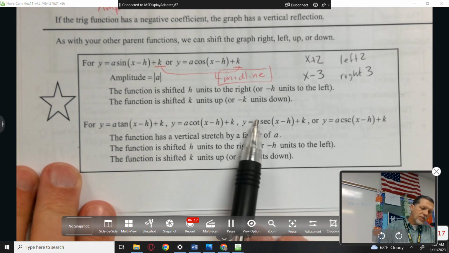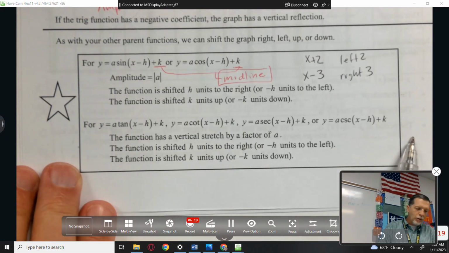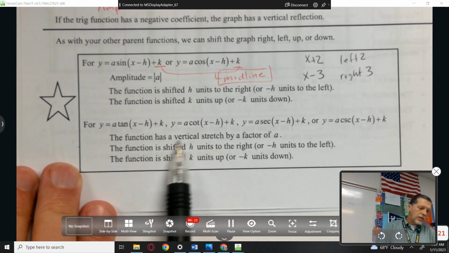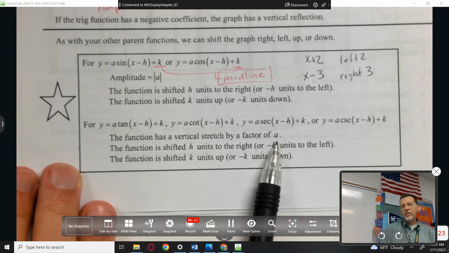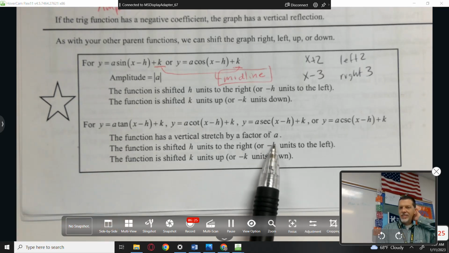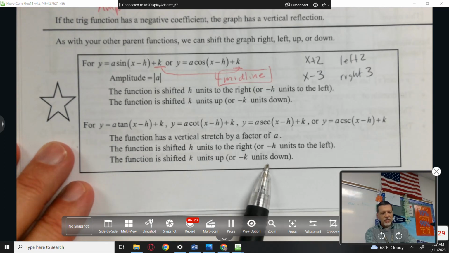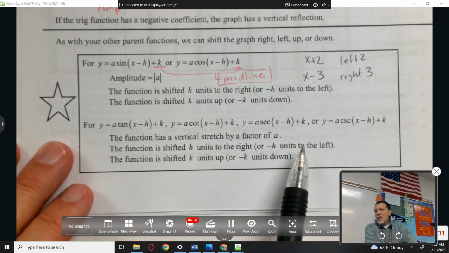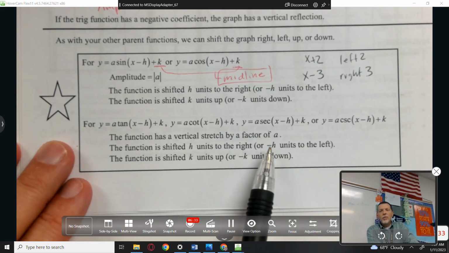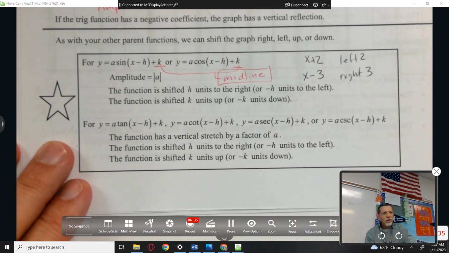Tangent, cotangent, secant, cosecant, they work all the same way. You don't call it an amplitude. They're not waves, so you don't get to call it an amplitude, but it still does the same thing. It stretches it. And then the left-right shift, the up-down shift. That's the thing about parent functions and transformations. Once you know how transformations work, you can apply it to any parent function.